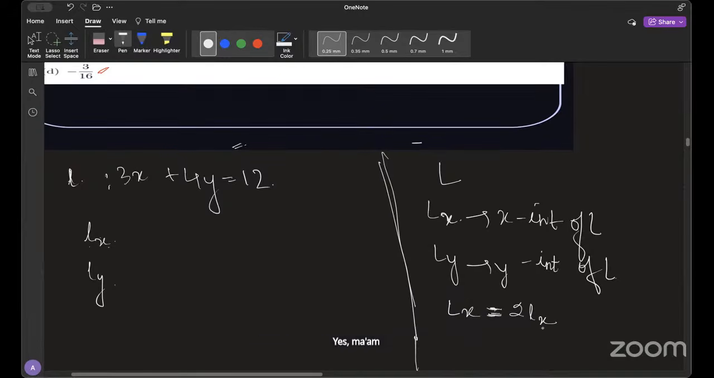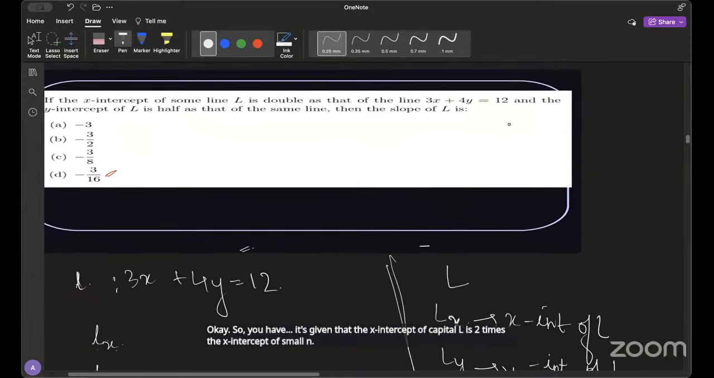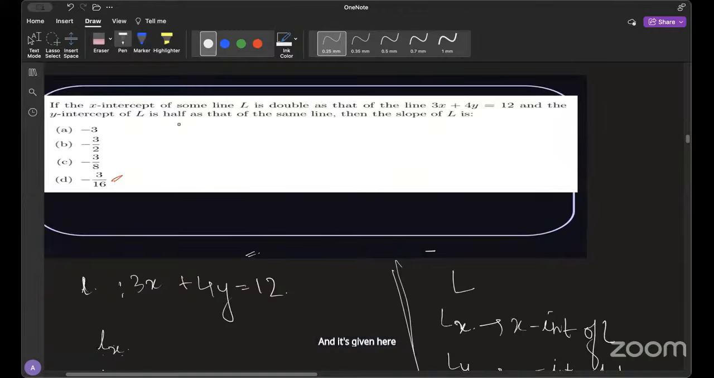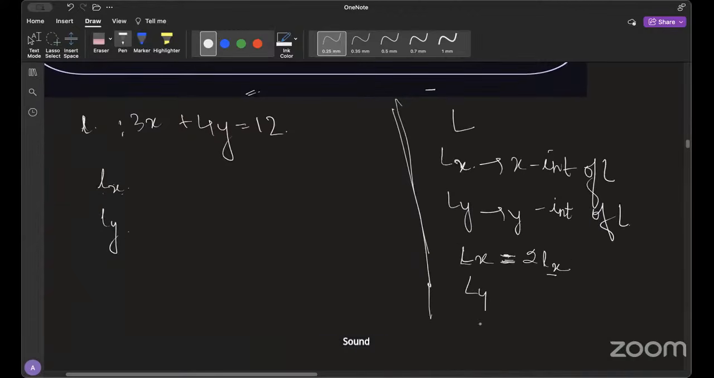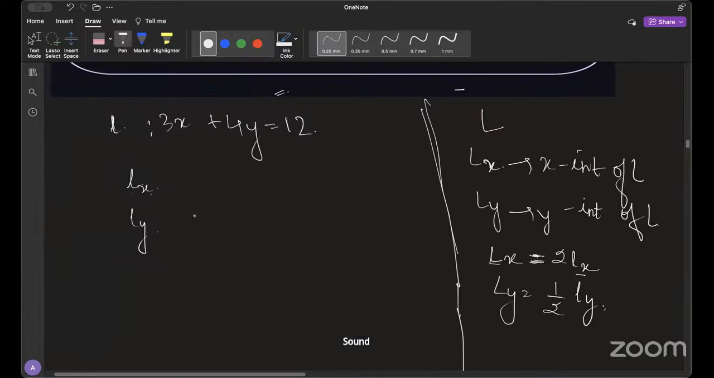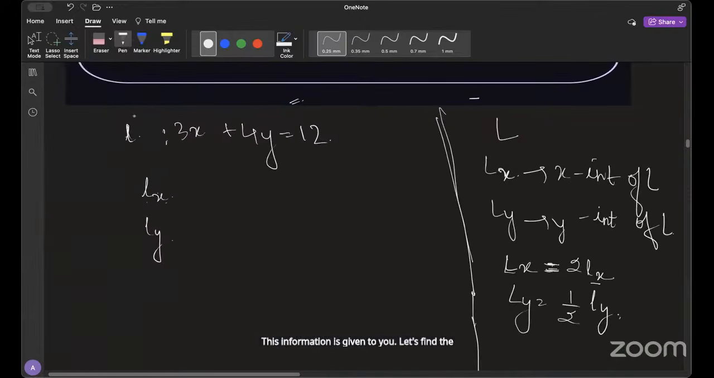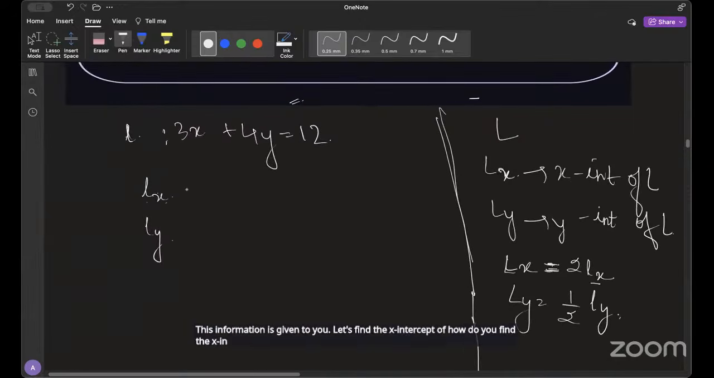Yes, ma'am. Okay. So it's given that the x-intercept of capital L is 2 times the x-intercept of small l. And it's given here that the y-intercept of capital L is half times the y-intercept of small l, right? These two pieces of information are given to you. How do you find the x-intercept of a line?